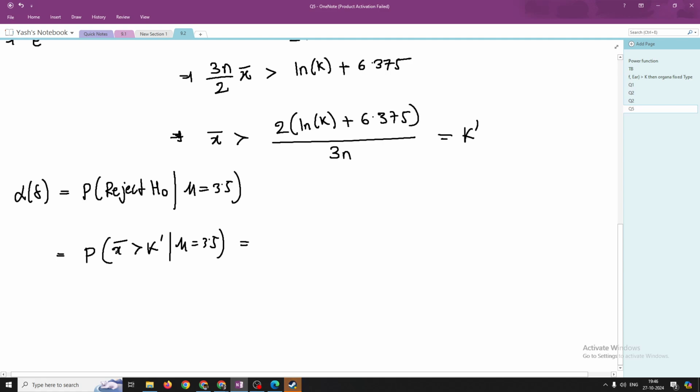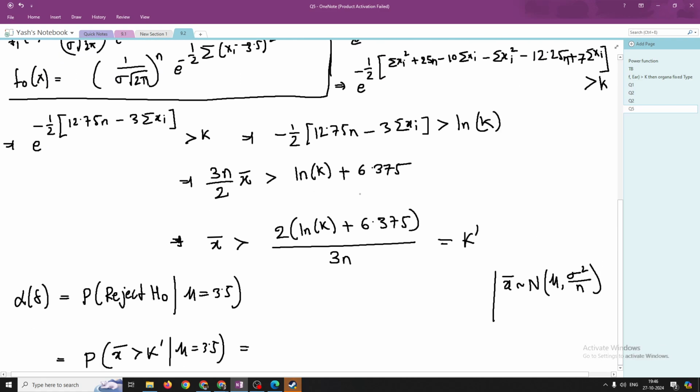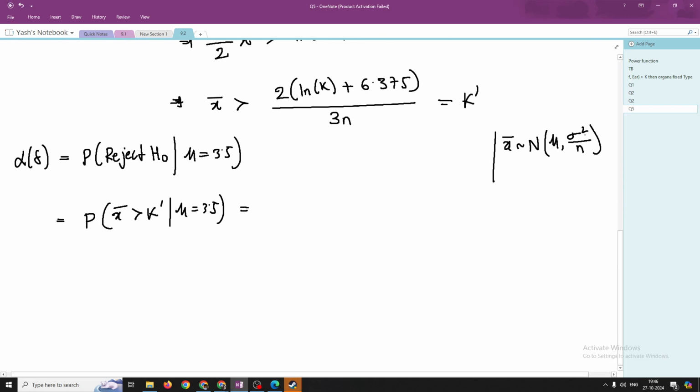Now x bar follows a normal distribution with mean mu and variance sigma square by n. Sigma square is given to be 1. So we transform this: x bar minus mu. Under H naught, mu is given to be 3.5, so we subtract 3.5, and we divide this by 1 by root n. This should be greater than k prime. We have to do the same thing here also.